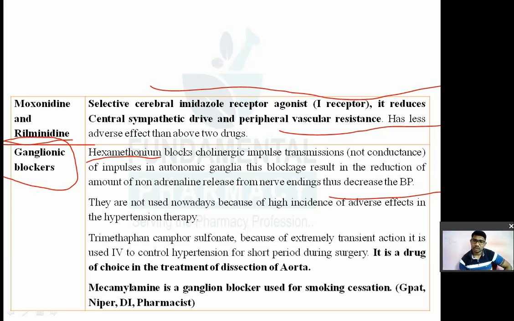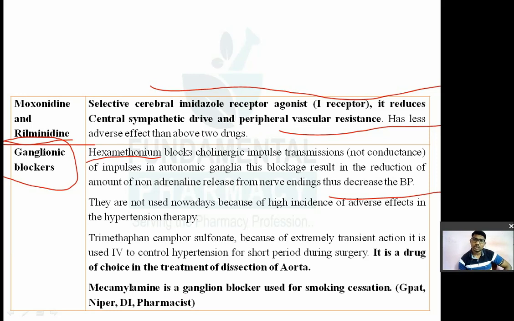It will block the cholinergic impulse transmission, because देखो सिंपैथेटिक नर्वस सिस्टम में प्री गैंग्लियोनिक न्यूरोट्रांसमीटर क्या होता है, एसिटिलकोलिन. पोस्ट गैंग्लियोनिक न्यूरोट्रांसमीटर नॉरएड्रेनलिन. और पैरासिम्पैथेटिक में प्री एज वेल एज पोस्ट गैंग्लियोनिक दोनों न्यूरोट्रांसमीटर्स एसिटिलकोलिन होते हैं. ये याद रखो. That's why ganglionic blockers.